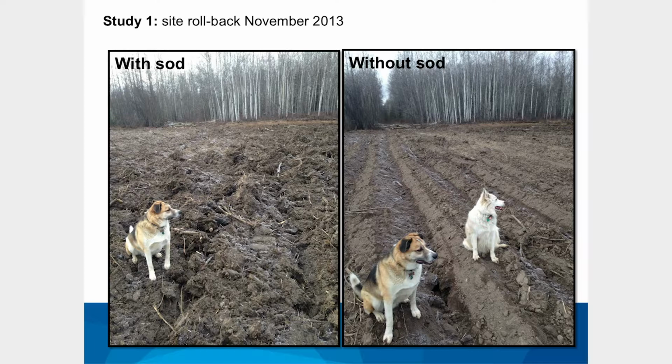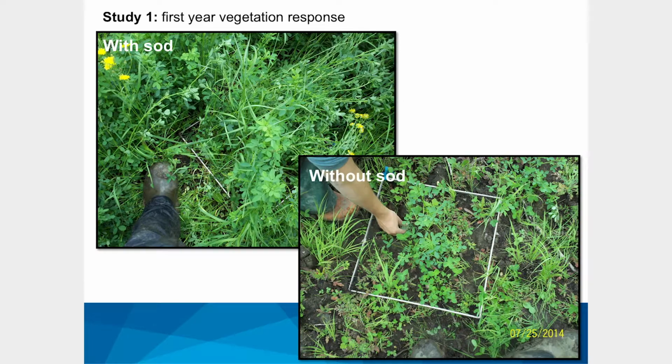What you're looking at right now is a picture of the same site right after the reclamation work was done in the fall of 2013, I believe. This is the area with sod, and you can see woody debris and lots of things that we think of as really good things for reclamation, and they kind of are. But we know what's in that bank: clovers, timothy, fescue. And this is the area that had no sod placed, just normal topsoil and subsoil. And these are my dogs, in case you were wondering. They're not wolves or coyotes.